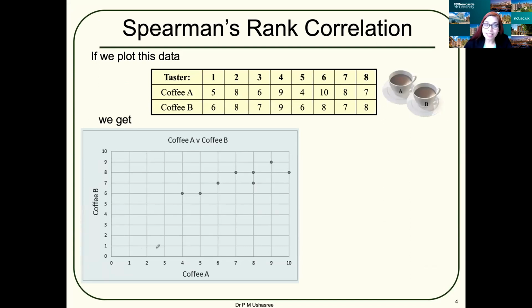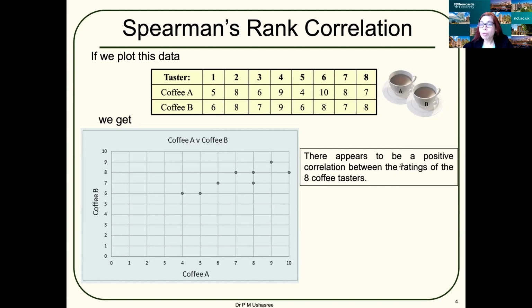Remember guys, this is not the similar set of data, bivariate data, like the one we did in part 1. Here, coffee B does not depend on coffee A, okay? So they are two completely different variables. They do not depend on each other. So here we are just trying to find what is the correlation between the ranks, the marks of the two coffee.